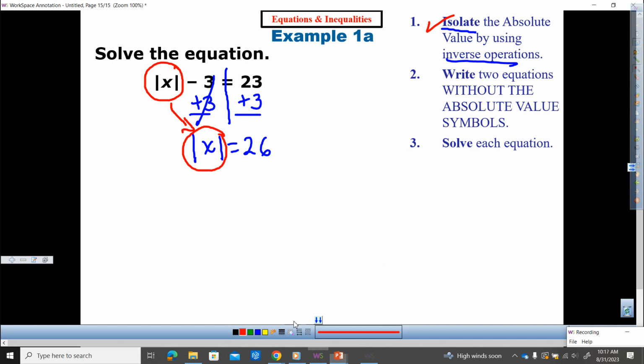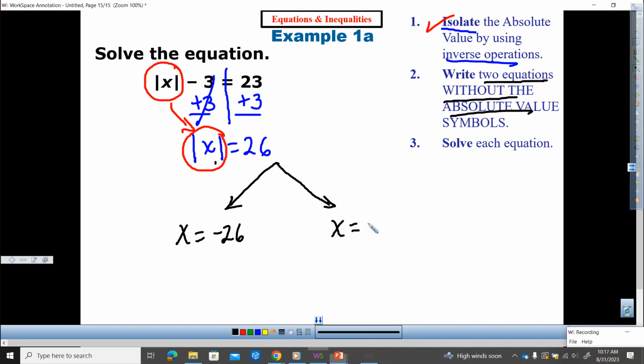Step 2, it says, write two equations without the absolute value symbols. Watch. Before you copy, look up, please. I'm going to write two equations. One that says x equals, this becomes a what? Negative 26, and the other one is x equals positive 26. Why? Because we have two numbers away from zero. Yes, that is correct. Copy that. We're going to make one equation negative, the other one positive.